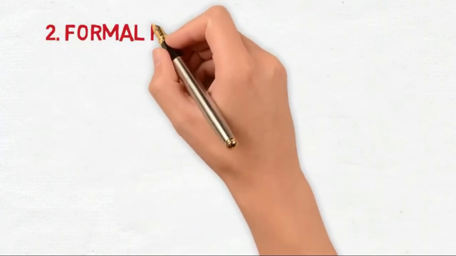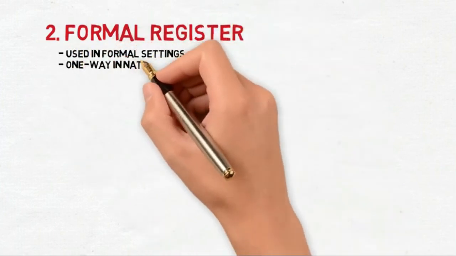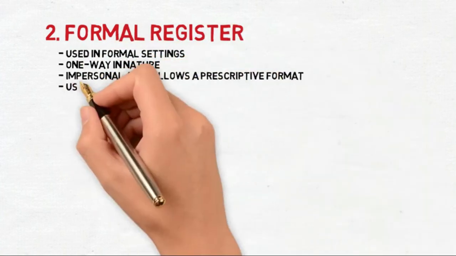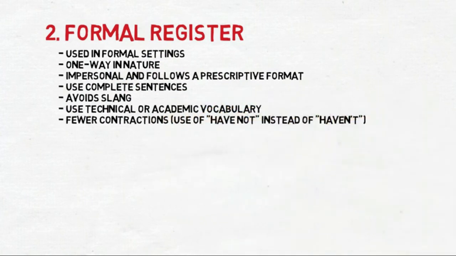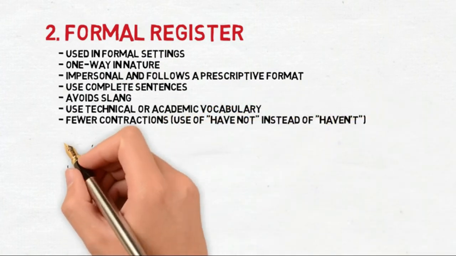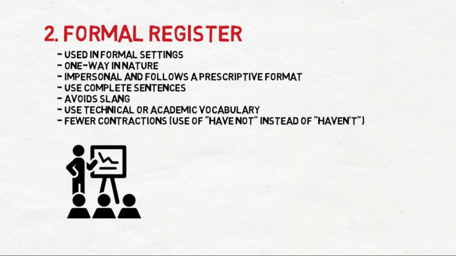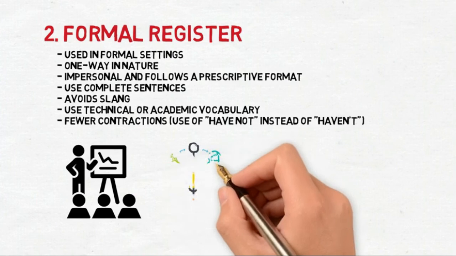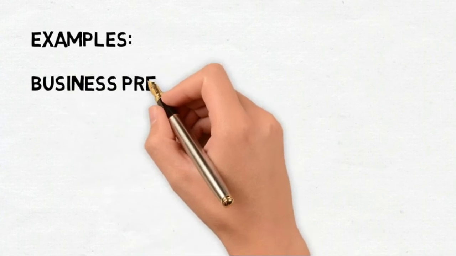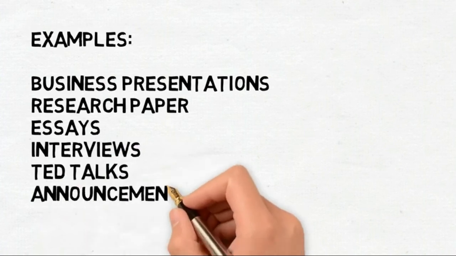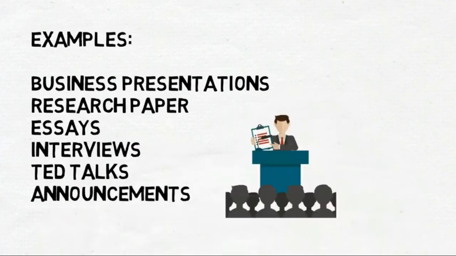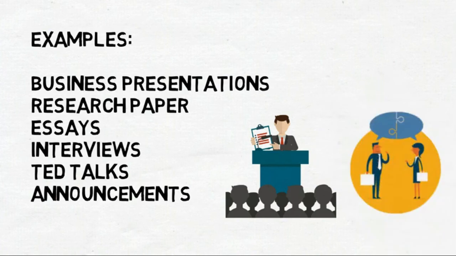Number 2, formal register. This language is used in formal settings and is one way in nature. It is impersonal and often follows a prescripted format. The speaker uses complete sentences, avoids slang, and may use technical or academic vocabulary. It is likely that the speaker will use fewer contractions but opt instead for complete words. For example, they use have not instead of haven't. This is the register used for most academic and scientific publishing. Examples of formal register include business presentations, research papers, essays in schools, interviews, TED Talks, and announcements.